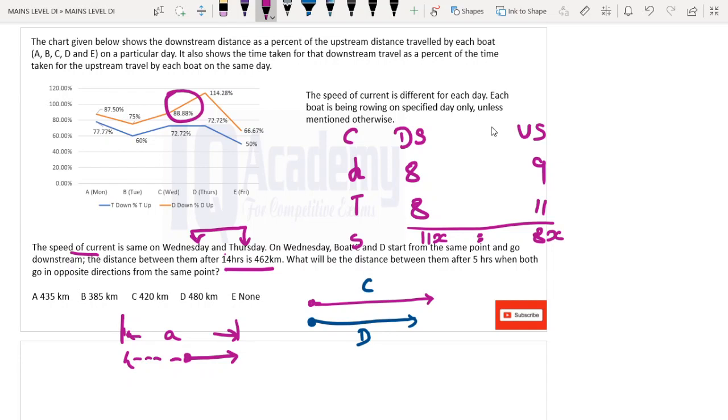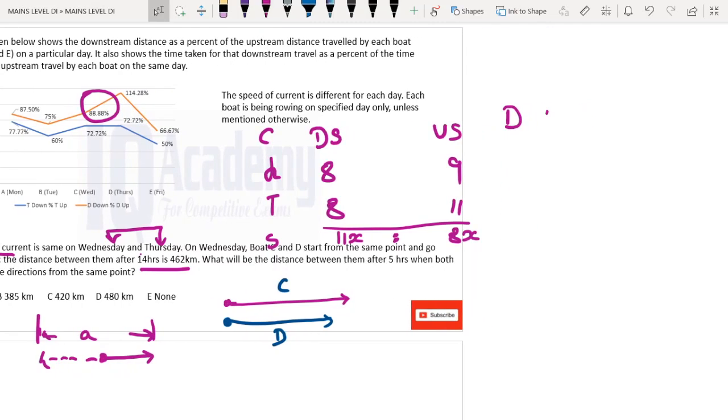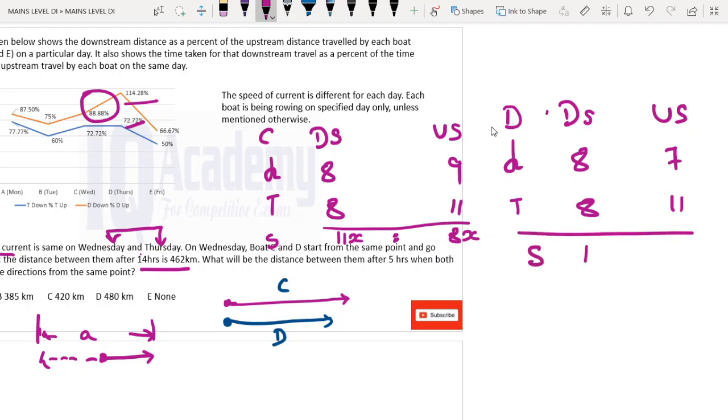And like that we can write it for D also, right? So for D, the data regarding downstream and upstream, the distance ratio is 8:7 and the time ratio is 8:11. The speed ratio will be 11:7. Here the downstream speed is 11y, upstream speed is 7y.